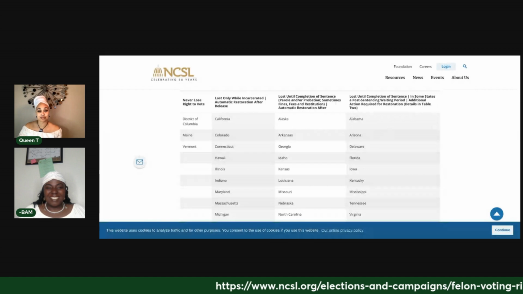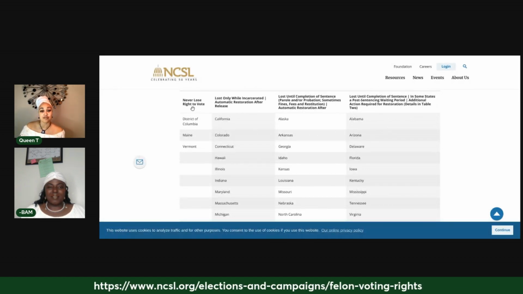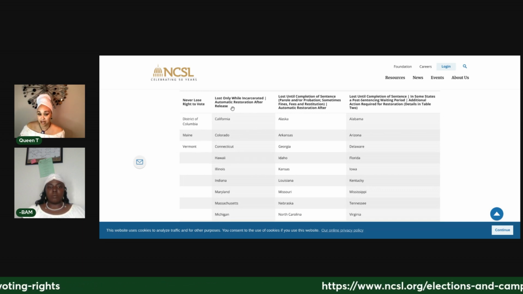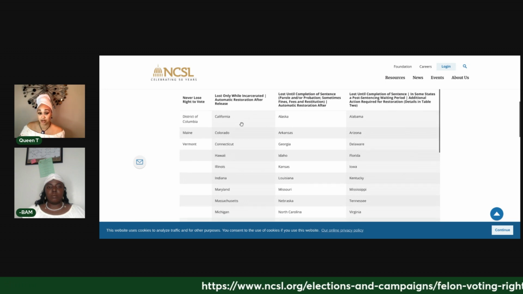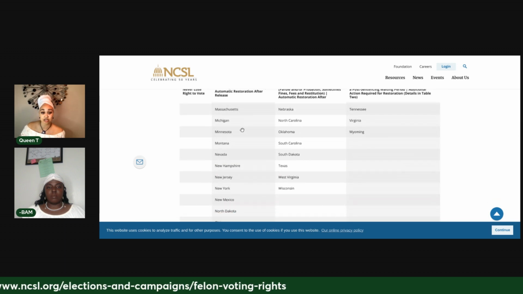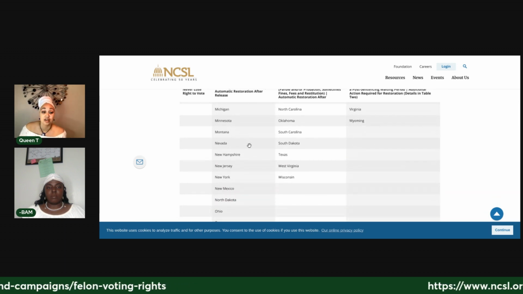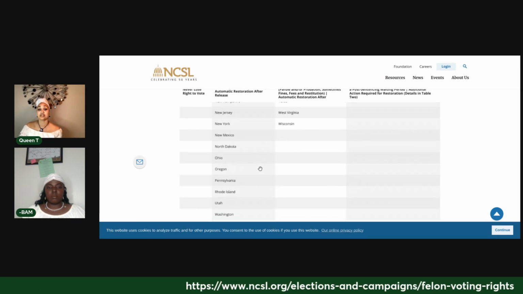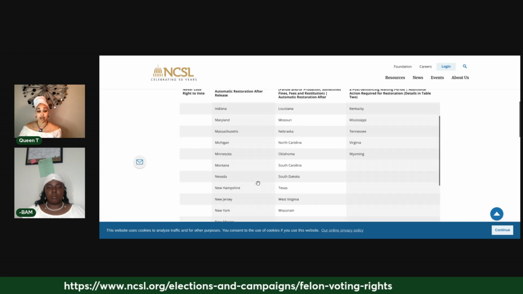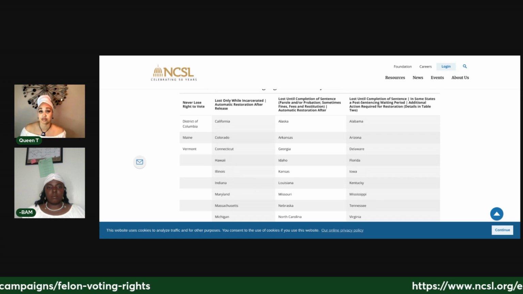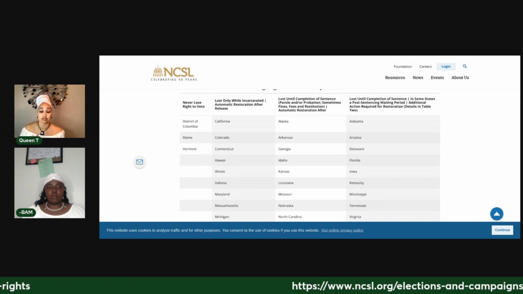So this is straight from the website, all right? So never lose right to vote: DC, Maine, and Vermont. Okay? Lost only while incarcerated, automatic restoration after release. This is most of them, okay? California, Colorado, Connecticut, Hawaii, Illinois, Indiana, Maryland, Massachusetts, Michigan, Minnesota, Montana, Nevada, New Hampshire, New Jersey, New York, New Mexico, North Dakota, Ohio, Oregon, Pennsylvania, Rhode Island, Utah, and Washington. Okay? If you live in one of those states and you are a felon, as soon as you are released, you can vote. You don't even need to do anything. Just go vote.